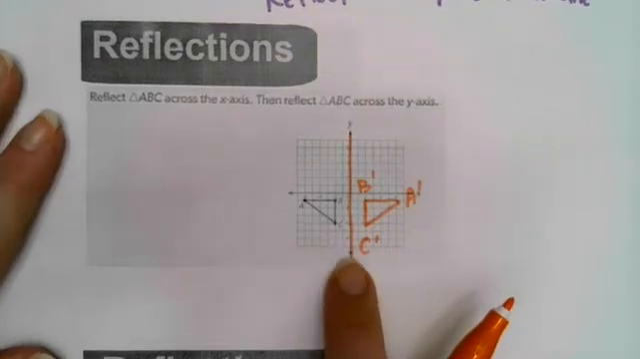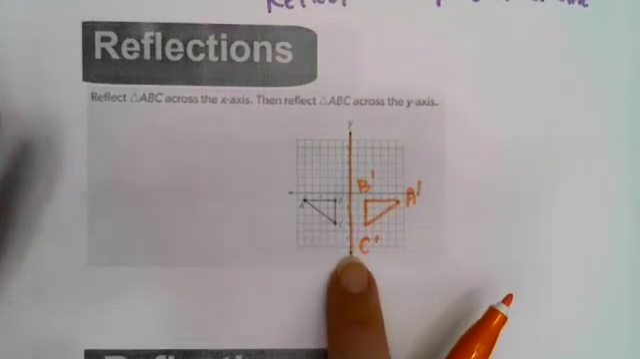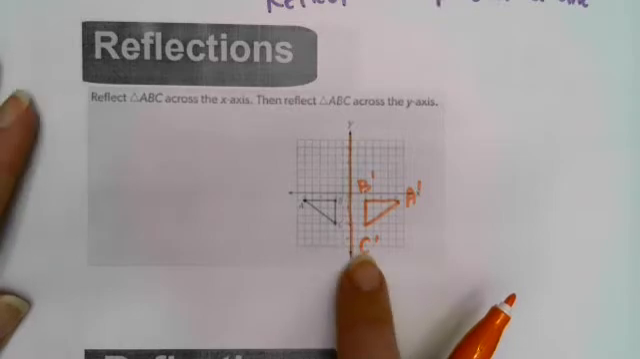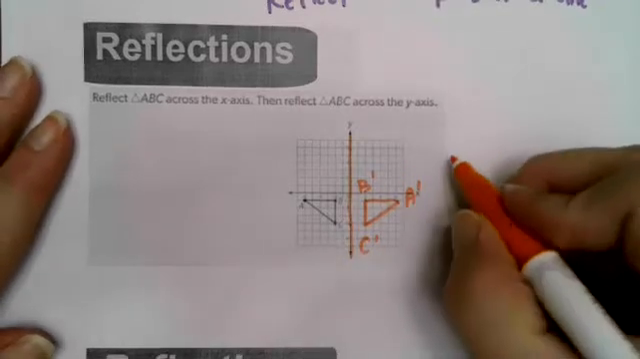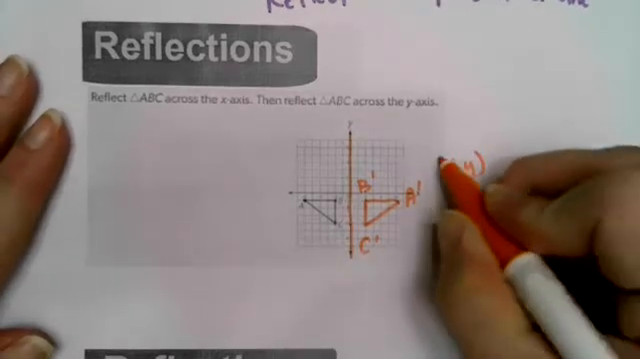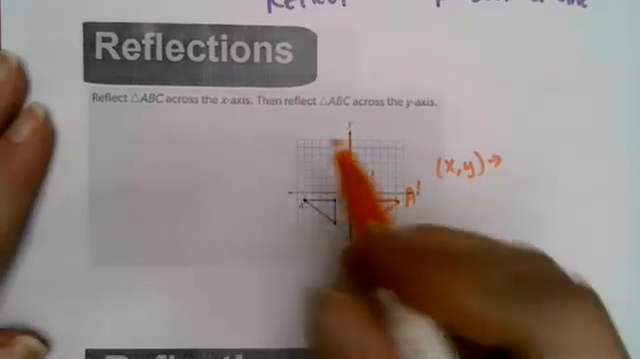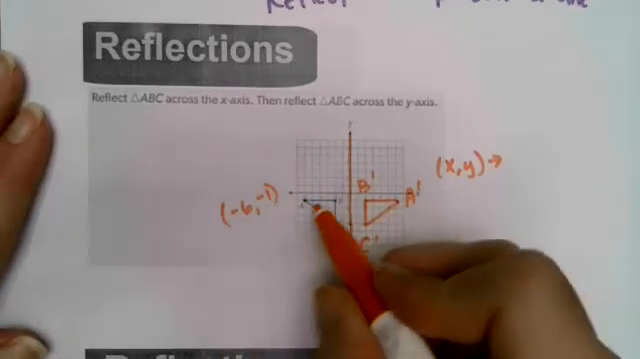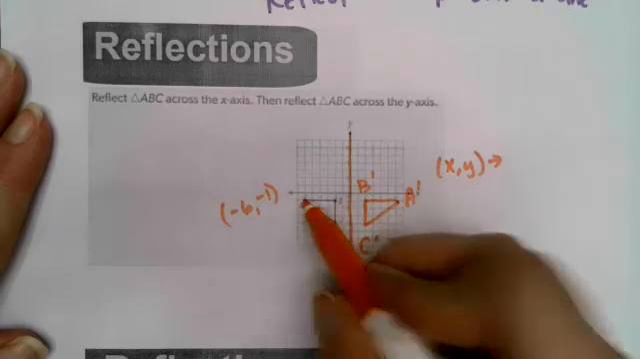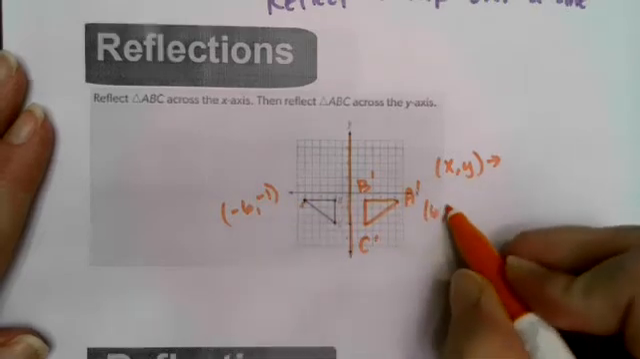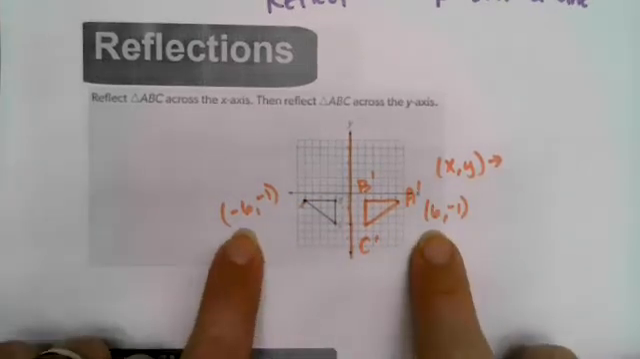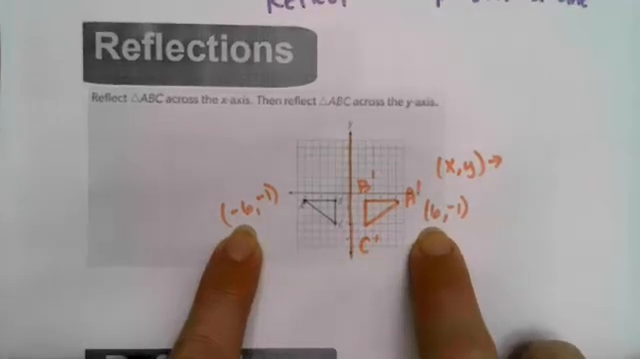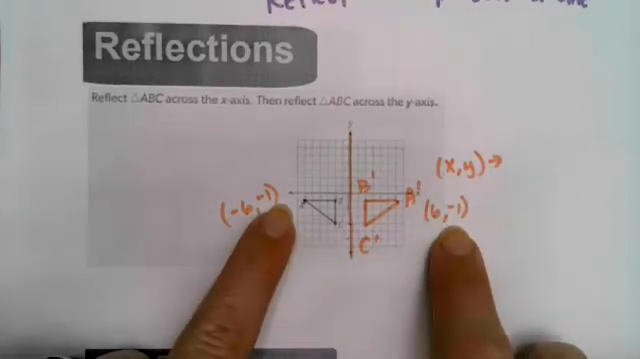Writing a rule for these is a little bit harder because it depends on where the line is. It's not as easy as just adding or subtracting, but we can always write a rule after we do it. So if I was to write a rule for this, my X here is -6 and my Y is -1. Sorry, for my A prime it's +6, -1. So I just need to look at the relationship. My X changed signs, but my Y did not.